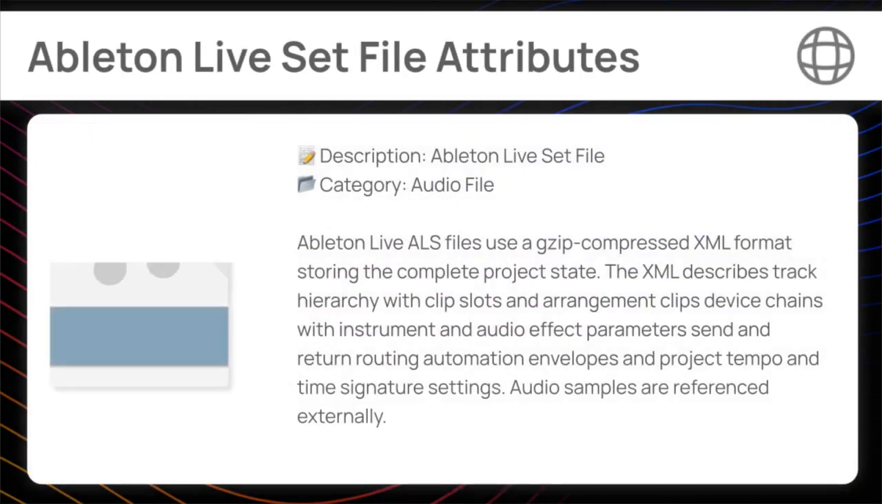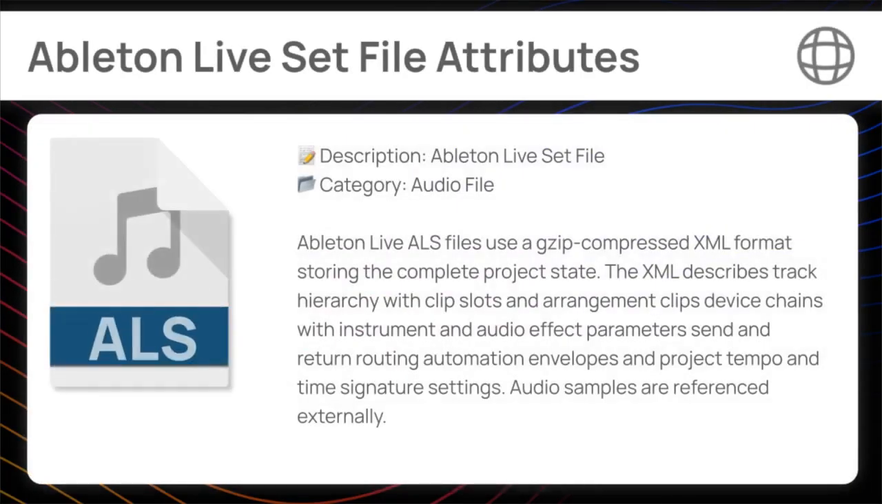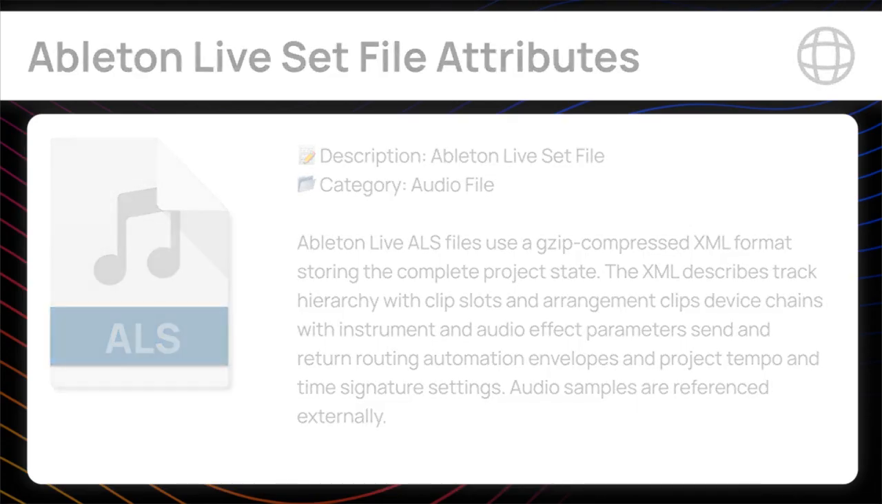Ableton Live ALS files use a gzip-compressed XML format, storing the complete project state. The XML describes track hierarchy with clip slots and arrangement clips, device chains with instrument and audio effect parameters, send and return routing, automation envelopes, and project tempo and time signature settings. Audio samples are referenced externally.